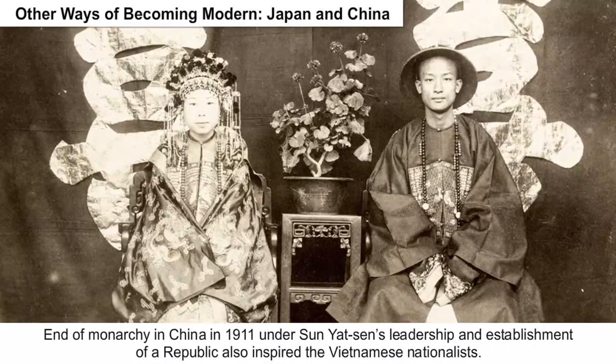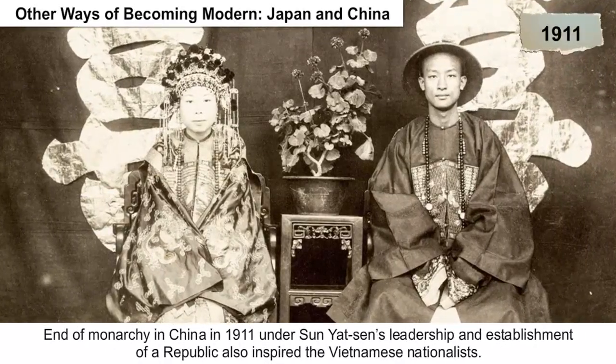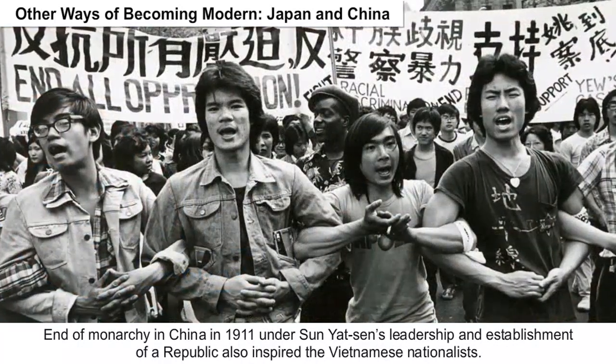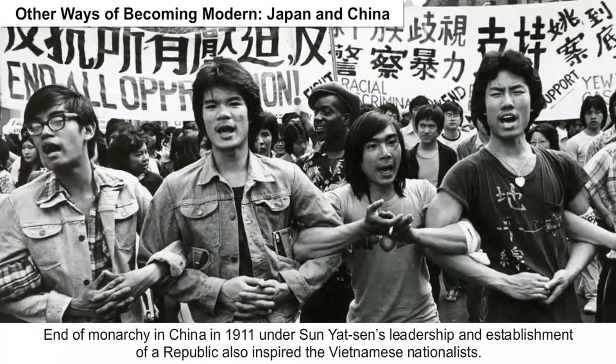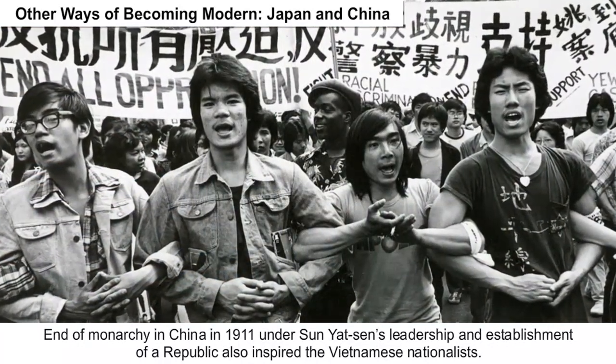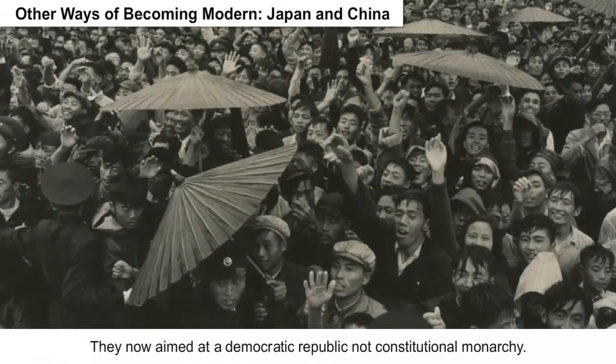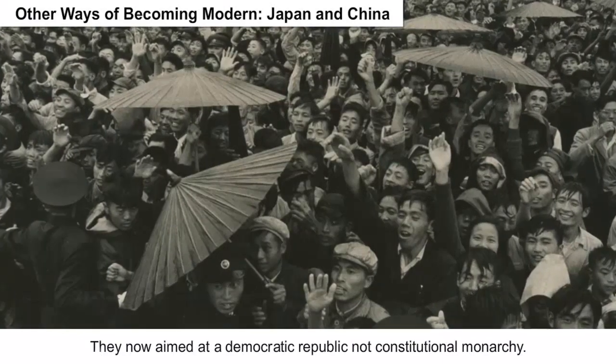End of monarchy in China in 1911 under Sun Yat-sen's leadership and establishment of a republic also inspired the Vietnamese nationalists. They now aimed at a democratic republic, not constitutional monarchy.